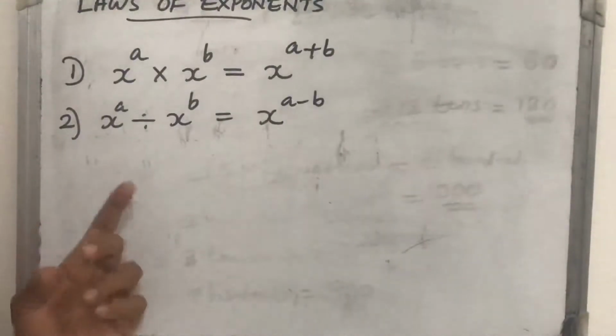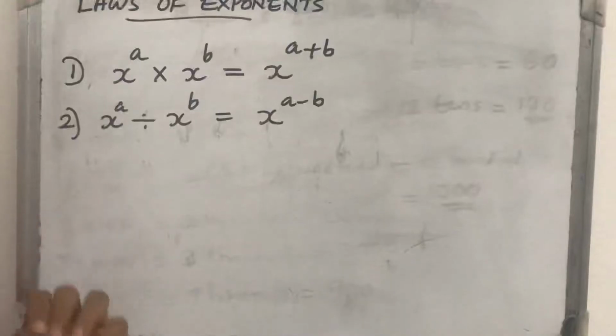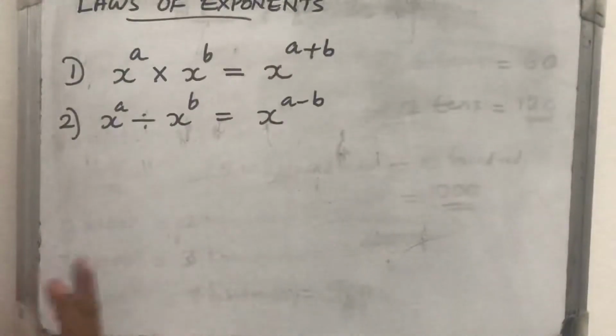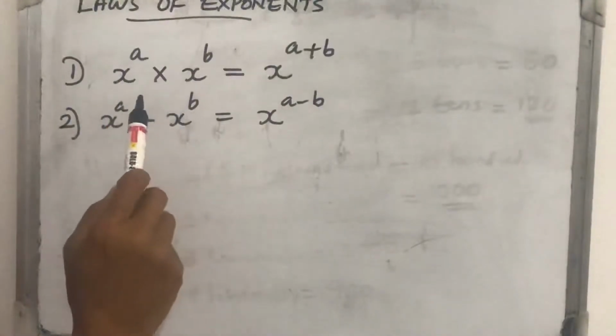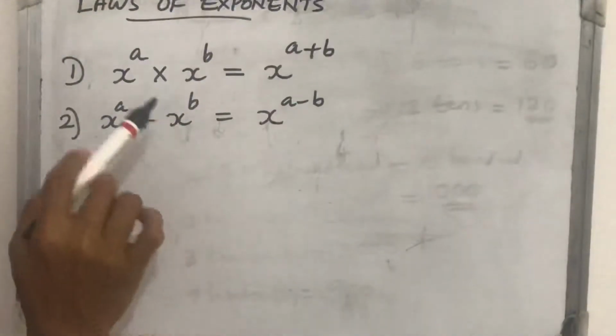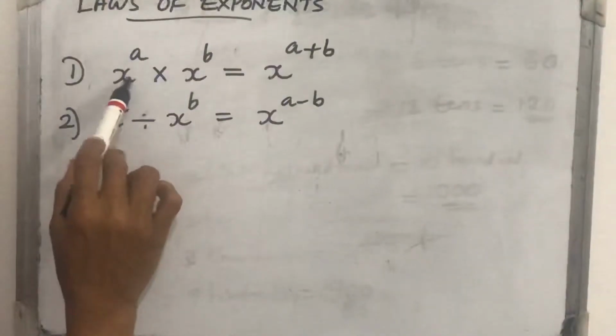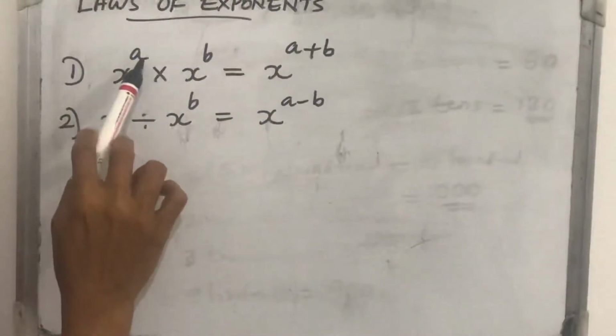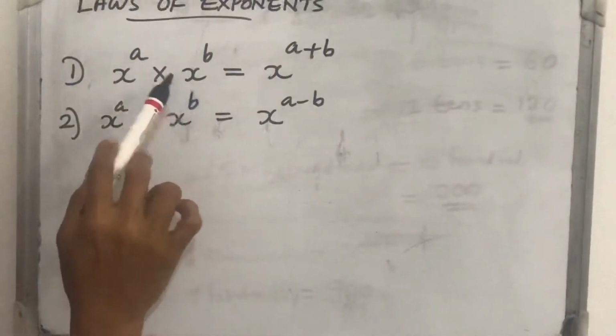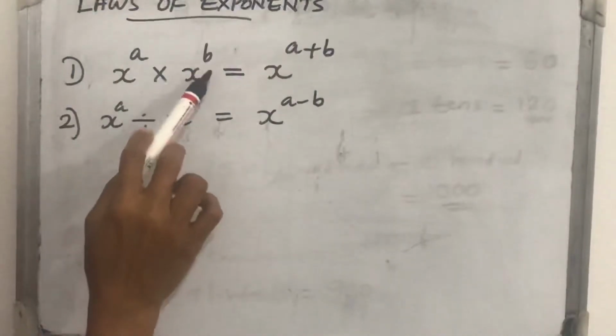Suppose x is any rational number and a and b are any whole numbers, then x raised to a into x raised to b is equal to x raised to a plus b. Here we multiply two exponent numbers with the same base. What is the base here for x raised to a? The base is x and the power is a, and for x raised to b the base is x and the power is b.